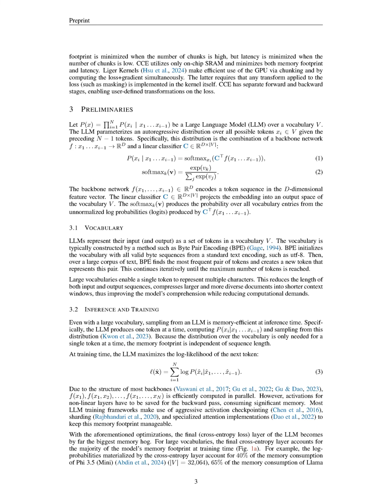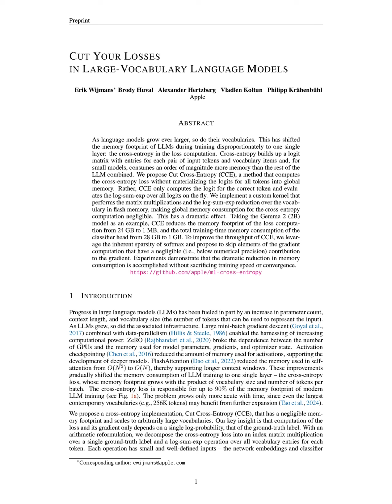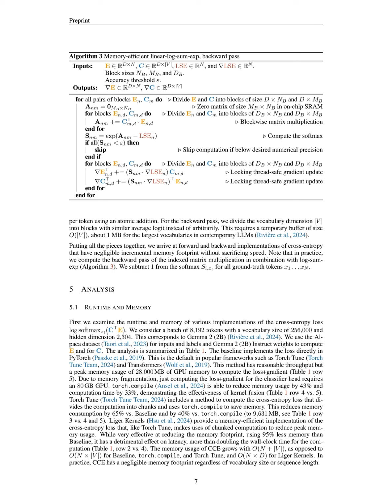The Cut Cross-Entropy (CCE) implementation offers significant theoretical and practical benefits over traditional cross-entropy methods. Theoretically, CCE reduces the memory footprint from O(n times V) to O(n plus V), where n is the number of tokens and V is the vocabulary size, allowing it to scale efficiently with larger vocabularies. Practically, CCE demonstrates a peak memory usage of only 9,631 megabytes for a batch of 8,192 tokens with a vocabulary size of 256,000, compared to 28,000 megabytes for the baseline implementation.